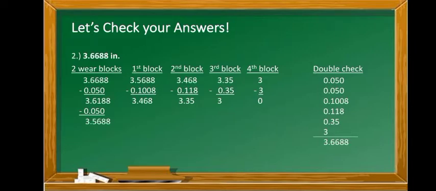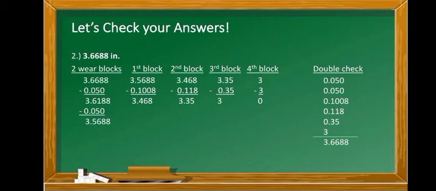So, in number 2, again, using the 83-piece English gauge blocks, build a stack for the length 3.6688 inches. So, again, we already have the two wear blocks, which is 0.050, so it is equal to 3.6188. Again, minus the second wear block, so minus 0.050 is equal to 3.5688. Then, minus the first selected block.